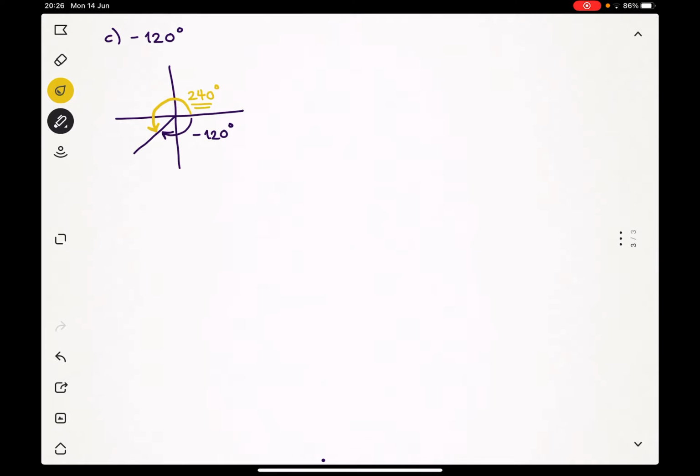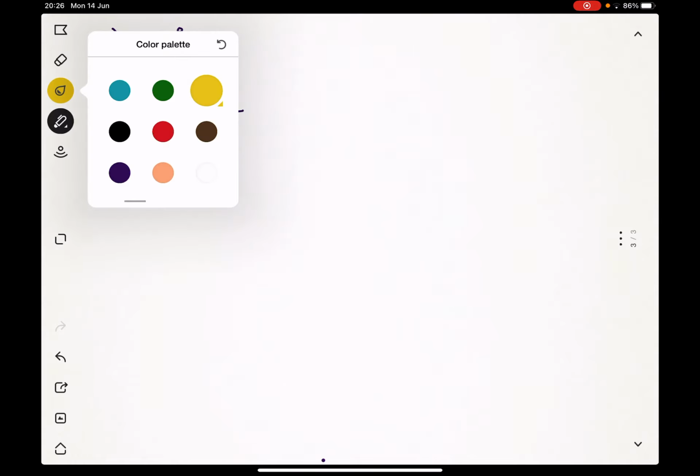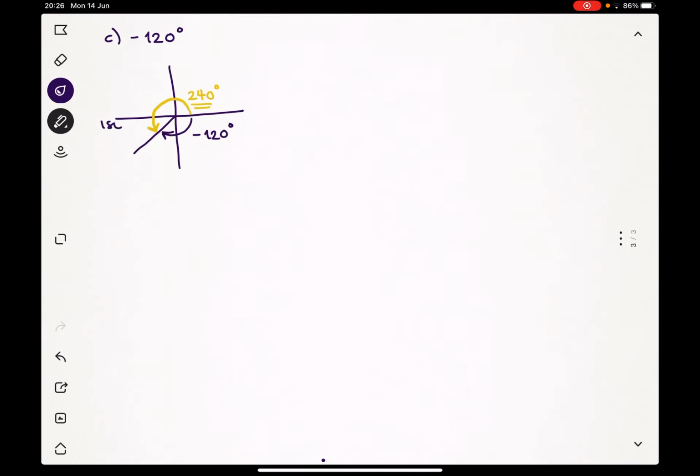So we're going to use the positive one, 240, and I see that 240 is in quadrant 3, right? This is quadrant 3. So for quadrant 3, the reference angle equals the angle minus 180. So my angle is 240 minus 180 gives me an angle of 60 degrees, a reference angle of 60 degrees. So if I just take this angle from the horizontal, I have 60 degrees.